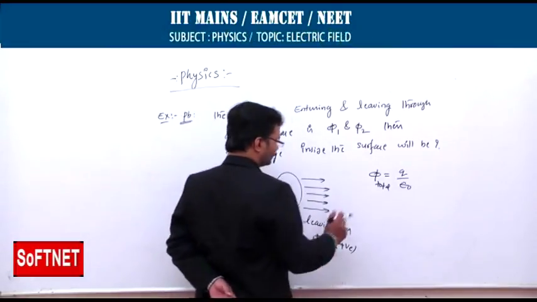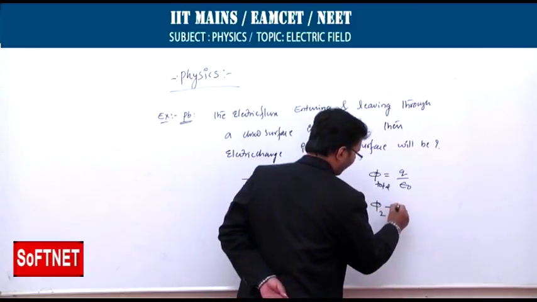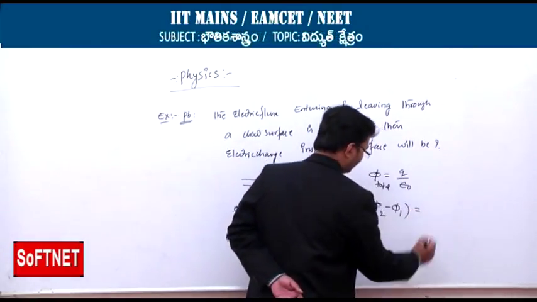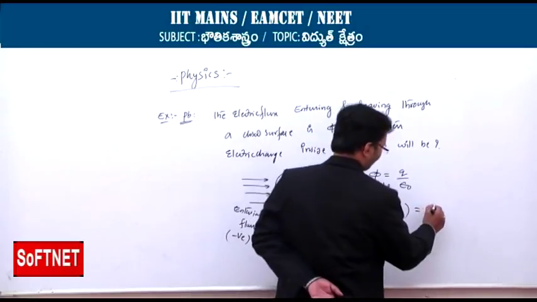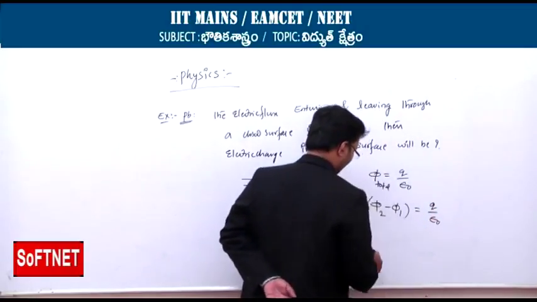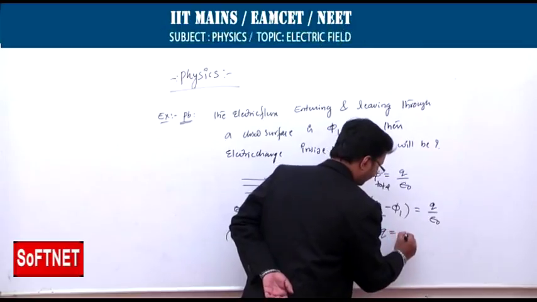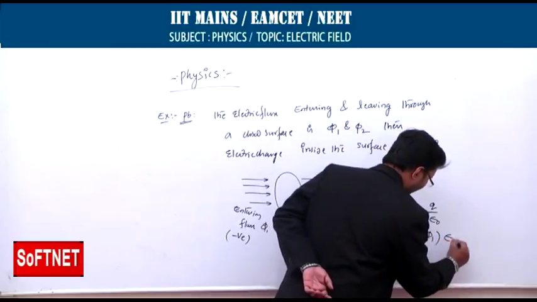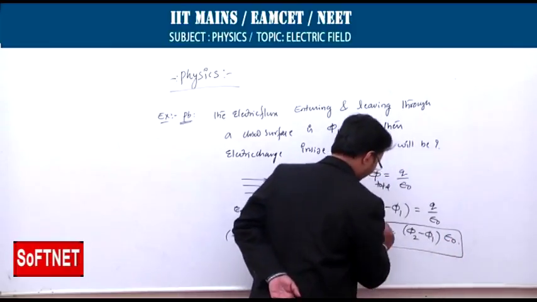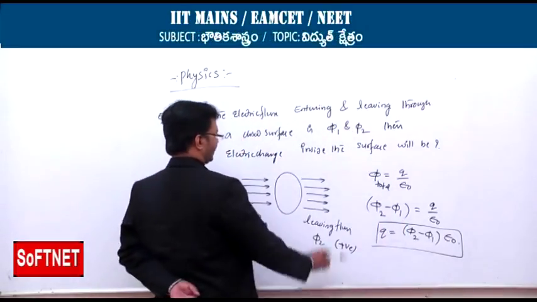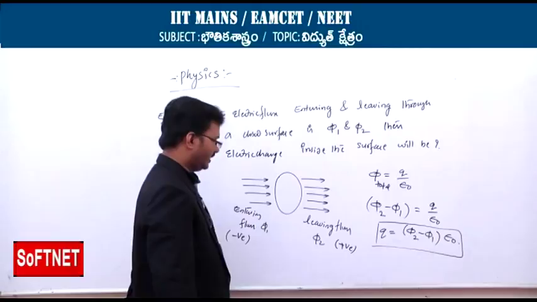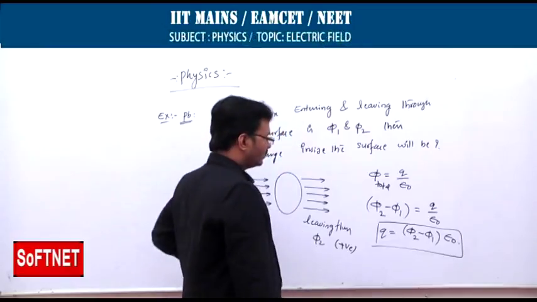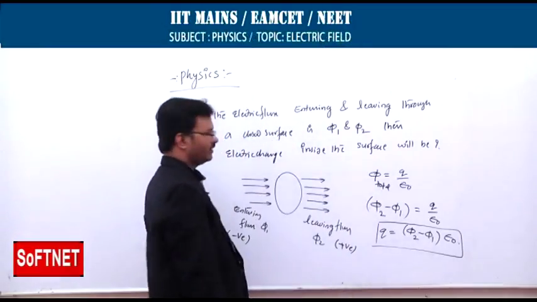This is negative, this is positive. So phi 2 minus phi 1 is the total flux linked with this surface, which is equal to Q by epsilon naught. Now Q we need to find out. Q is equal to (phi 2 minus phi 1) into epsilon naught. This is the electric charge inside the surface. This is the way we need to find out.